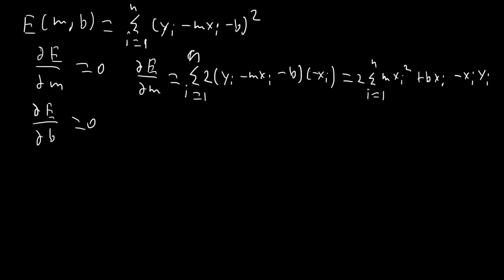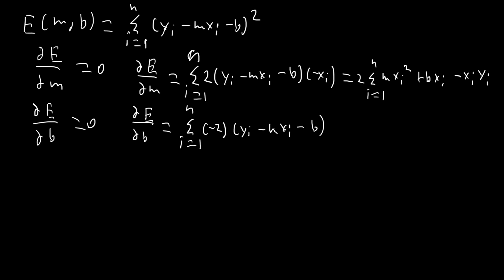Then we're also going to find the partial derivative with respect to b. It's going to be a little bit simpler since we don't have to deal with much chain rule here. We get negative 2 times the sum of yi minus mxi minus b, and we don't have to multiply anything out right here.